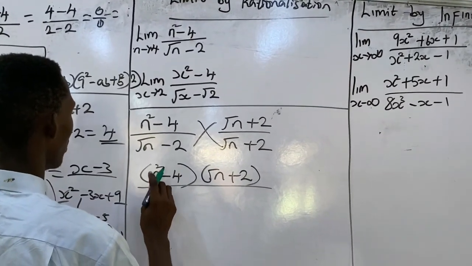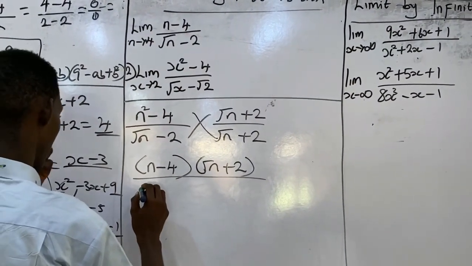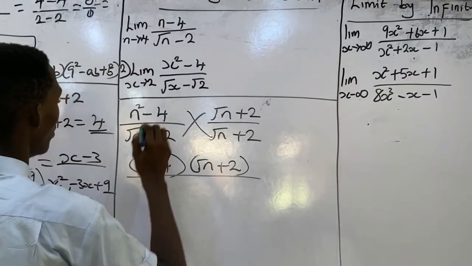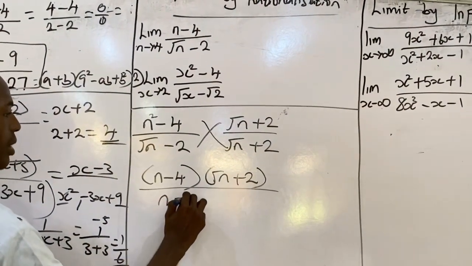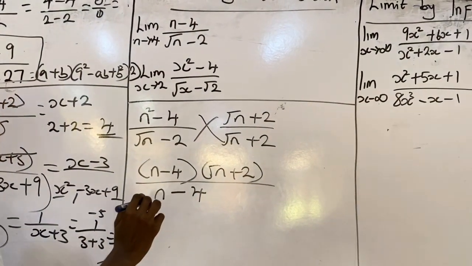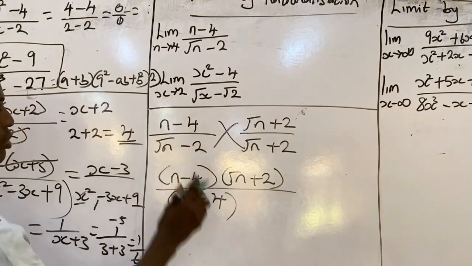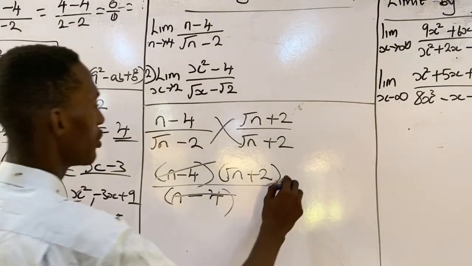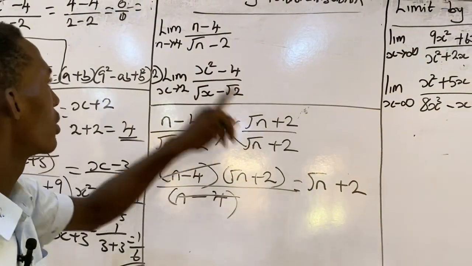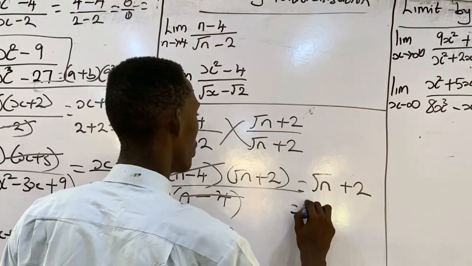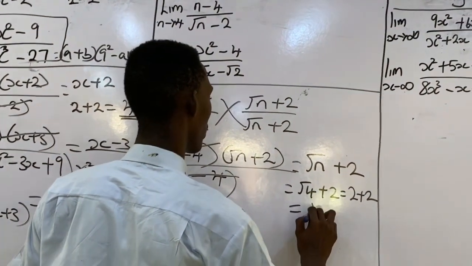My bad. If you multiply this, it should give us n minus what? 4. Are you with me? This should give us n minus 4. So n minus 4 will cancel out, and we are left with just root n plus 2. What are you really limiting n to? 4. So this gives us root 4 plus 2. Root 4 plus 2 gives us 2 plus 2, which will eventually give us 4.